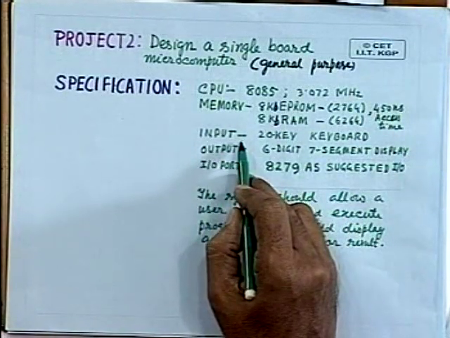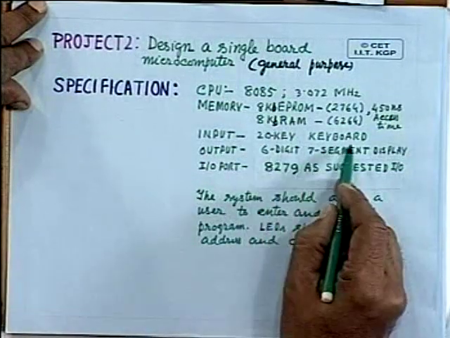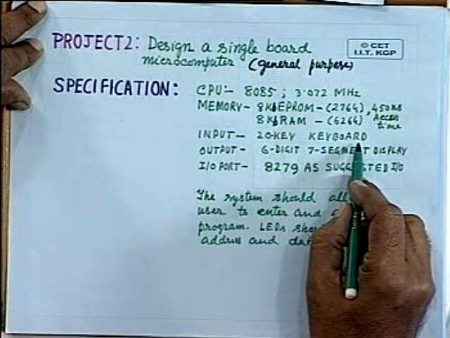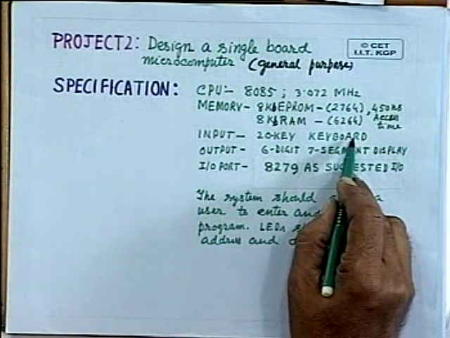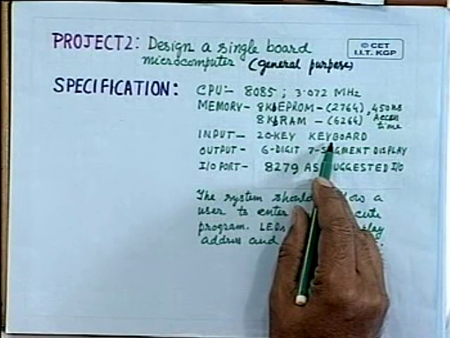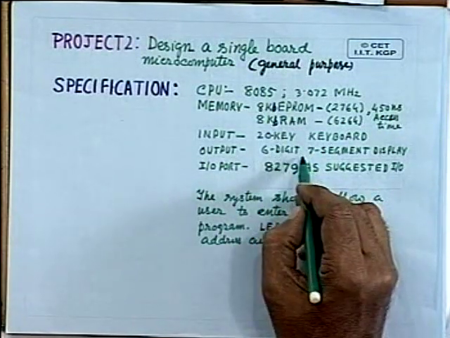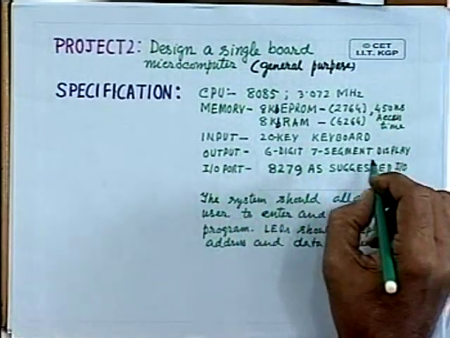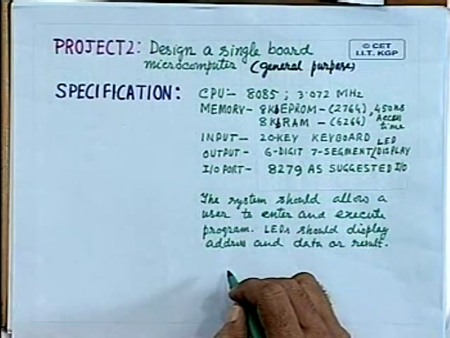And the input device that is being used in this single board microcomputer is 20 key keyboard. 20 key keyboard we have already explained in detail earlier when the keyboard interfacing was discussed. That kind of keyboard has to be implemented, but it will be on the board itself. There no separate module will be there, and output is displayed with the help of 6-digit 7-segment LED displays. So 6-digit 7-segment LED display.